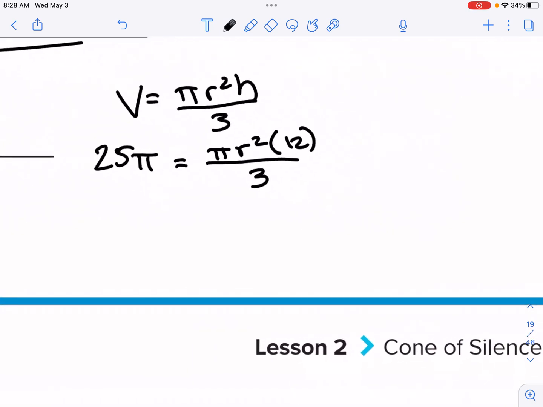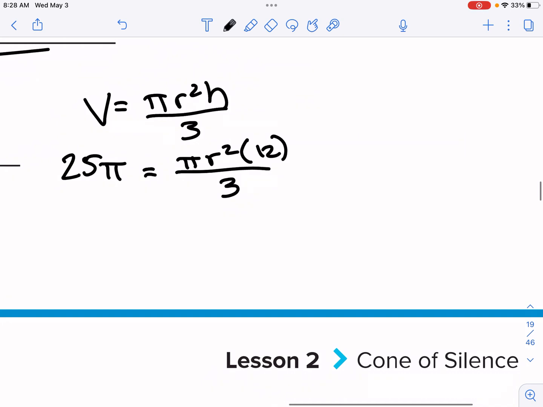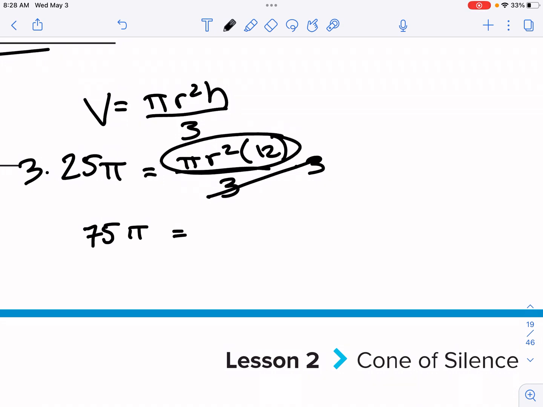Okay. So we can do this in a variety of ways, but I'm going to get rid of the fraction. We're dividing by 3, so let's multiply both sides by 3. 25 pi times 3 is 75 pi. I'm going to rearrange this. I'm going to put the 12 in front. So 12 pi times r squared.